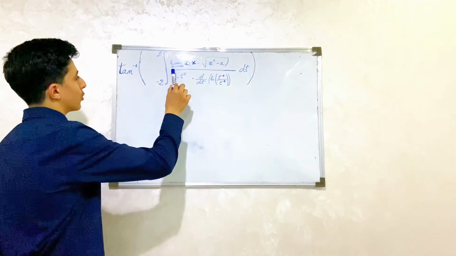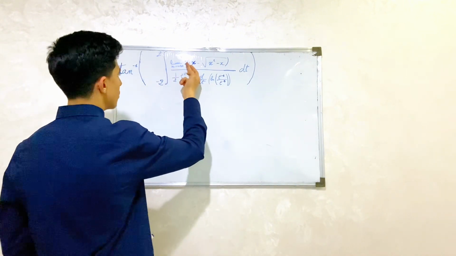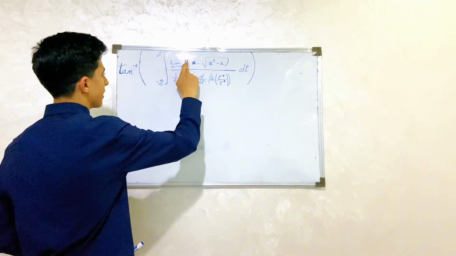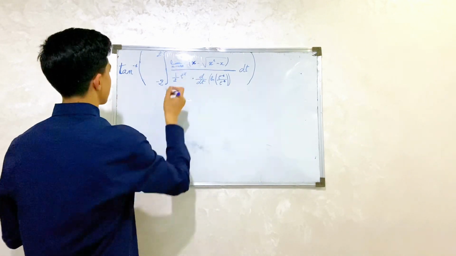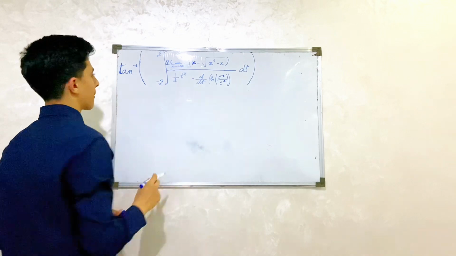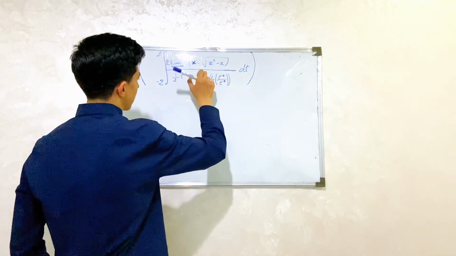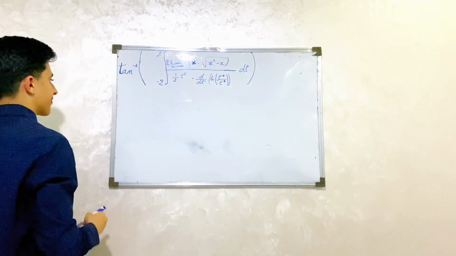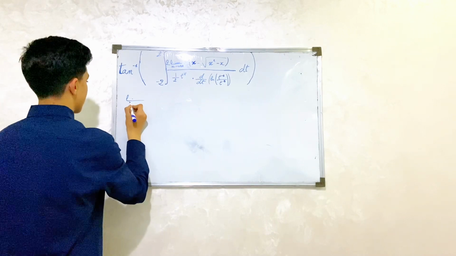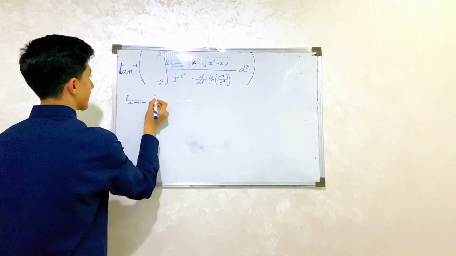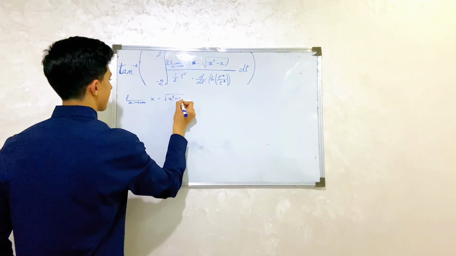Now we are going to go for this limit right here, and by limit rules we can just take this 2 out here. So we can rewrite it in the front, giving us this term right here. So now we are going to calculate only this limit right here. Limit as x goes to positive infinity of x minus the square root of x squared minus x.